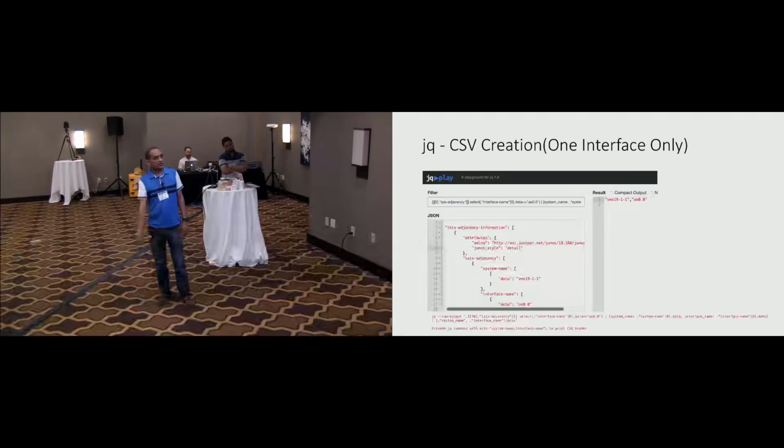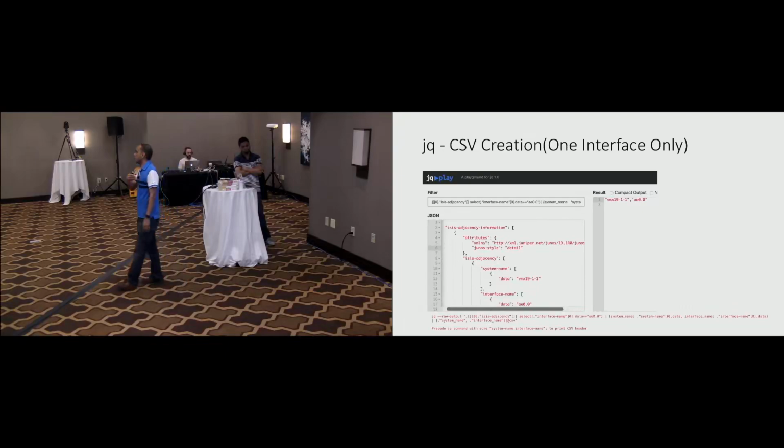So in this, what we added is square brackets, system name and interface name, and then we pass it to @csv, which spits out the CSV output. This is just for one element of the array in that particular table. It's too much to grasp in these 10 minutes, but you have this PowerPoint, you can look through it and go through the example.